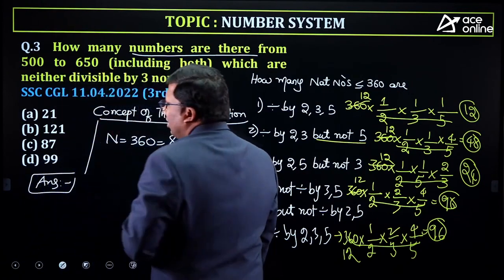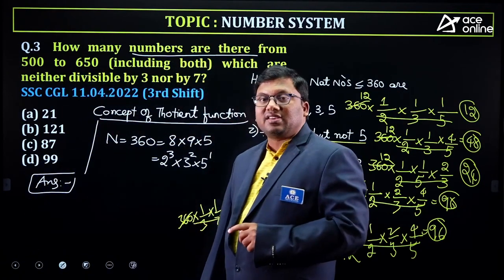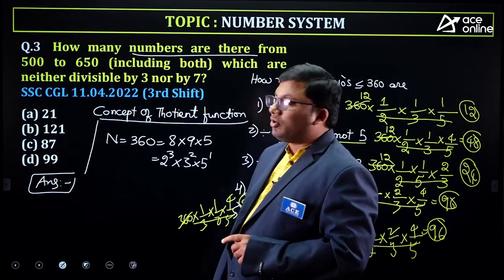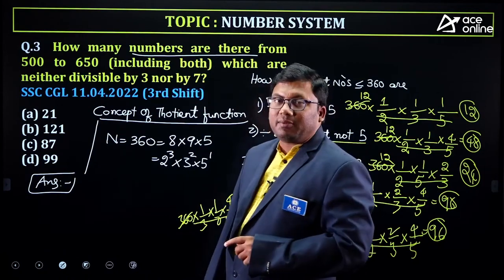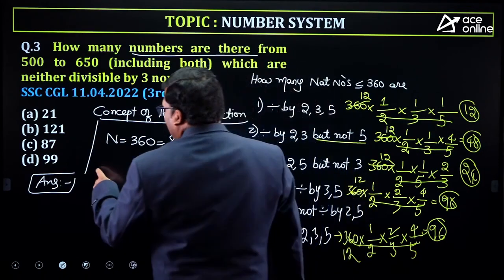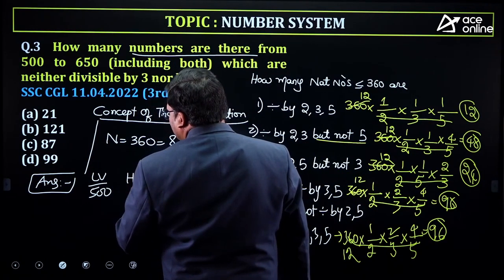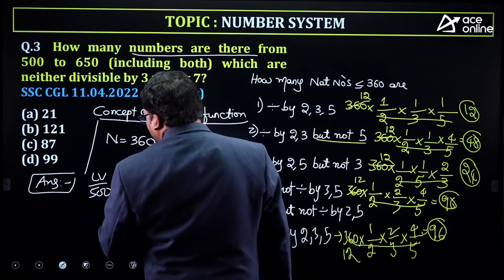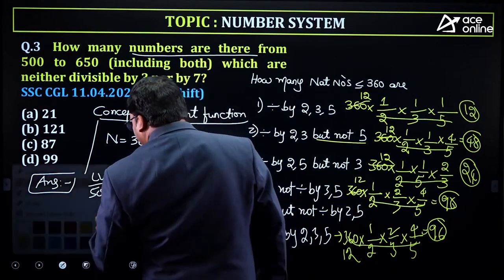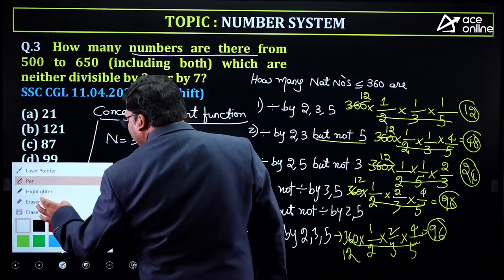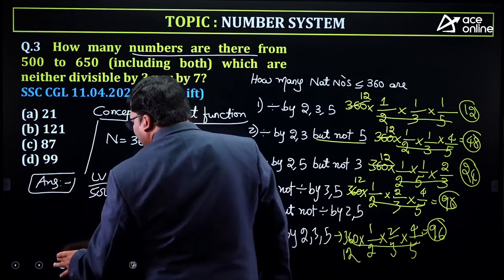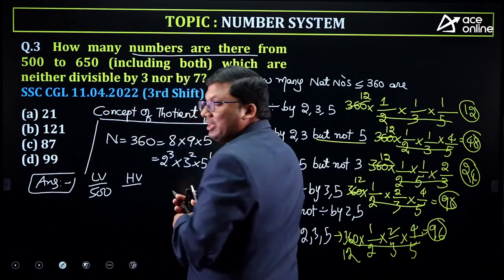Answer for this question: 21, 121, 87, 99. First of all, read the question. How many numbers are there from 500 to 650? Lowest value is 500. Highest value is 650. Total number of numbers from lowest to highest.